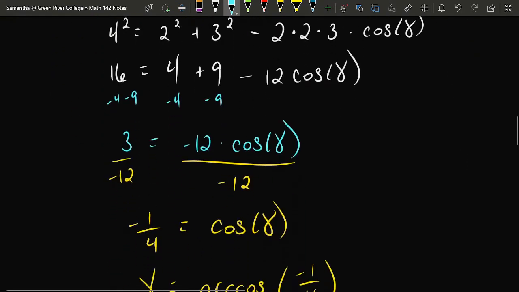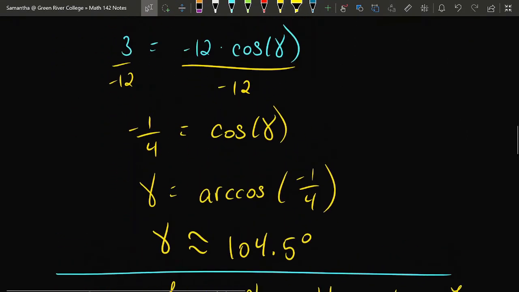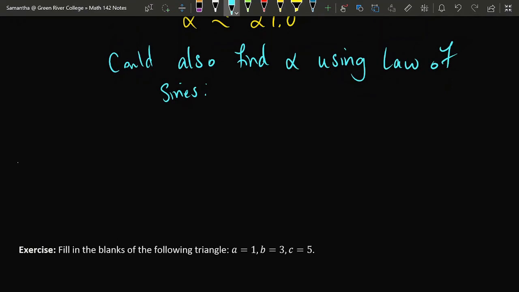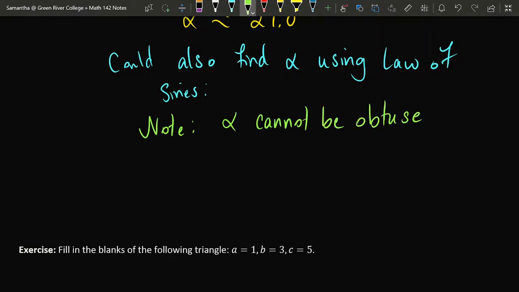It would also be possible to know in advance that alpha is not obtuse because we have already obtained an obtuse angle in this triangle, and at most a triangle can contain one obtuse angle. So let's note alpha cannot be obtuse, and therefore I would be able to find alpha directly by calculating arcsine of something.